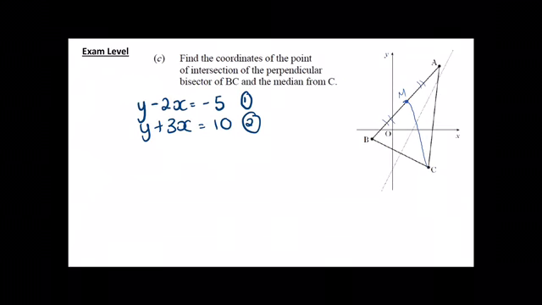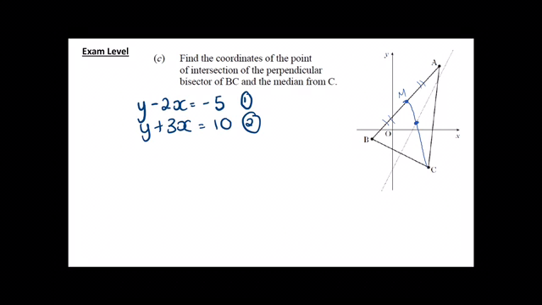So for part C, it wants us to find the point of intersection of the bisector of BC and the median from C. So essentially it's asking us to find these coordinates here. Okay, so straight away I'm going to say that we're looking for a positive x coordinate and a positive y coordinate. So remember, our coordinates that we get should make sense with that diagram.